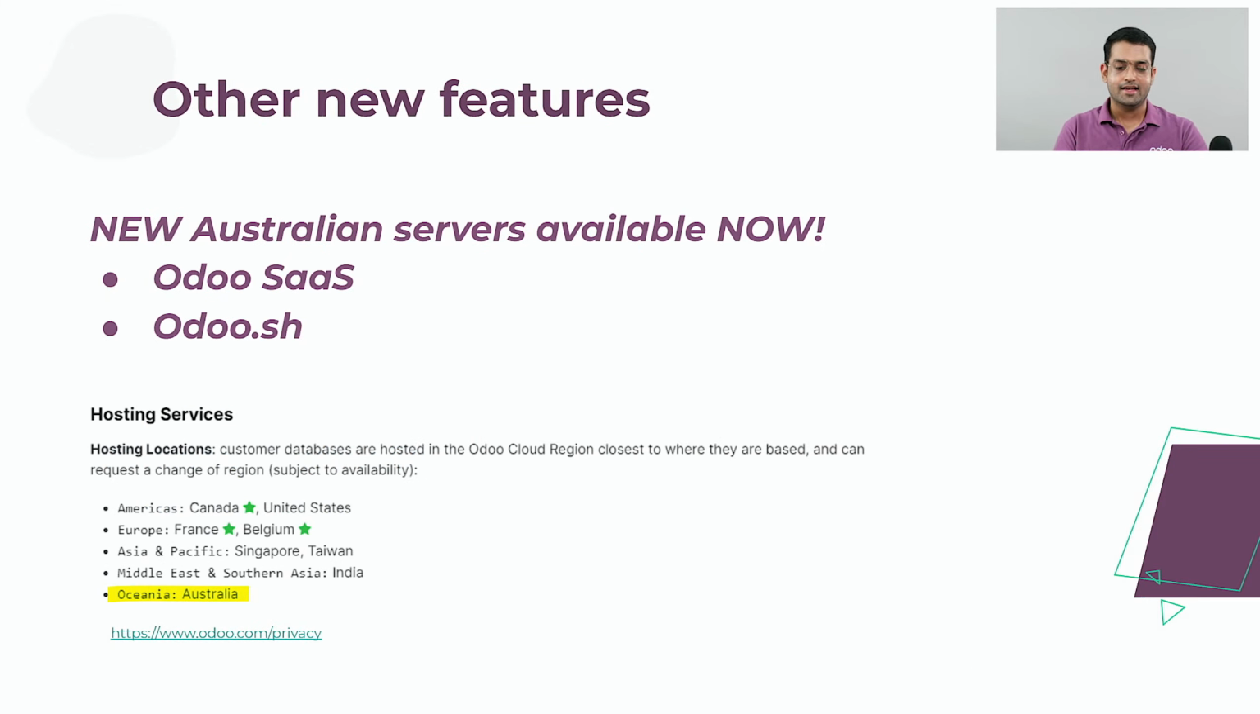Okay, some other new features. We have new Australian servers available now in Odoo SaaS and SH. And what this means is that if your databases were loading in 1 second or less, now they load, I guess, 4 to 5 times faster. Don't take my word for it. I just know they're super fast. I don't know the exact technical details, but they're super fast because you have servers in the region as well. So this is where you can see the Oceania, Australia region. Anyways, super important and a great move towards the market.